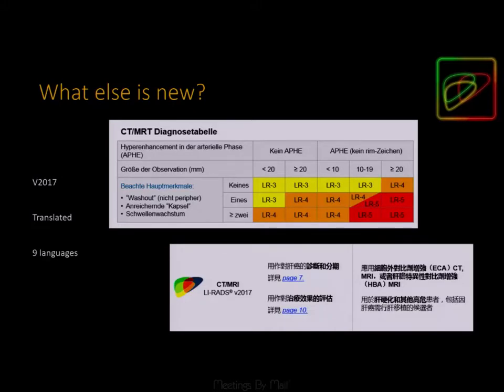This happened in 2017. For any of you who are from other places in the world, we are still looking for ambassadors, people to take LI-RADS to these other places and bring it home in a translated form. So if you're interested in that, please reach out.